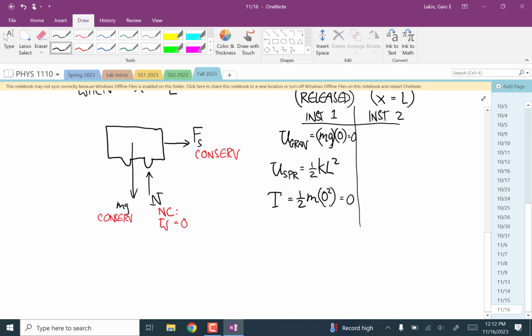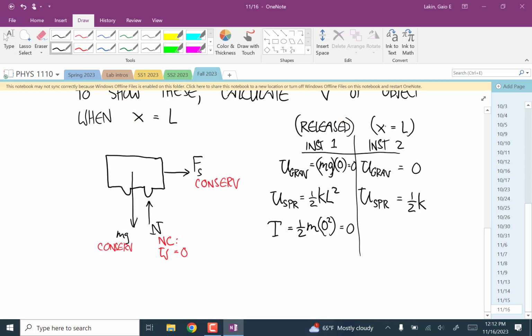So 0 kinetic energy. Now we're going to calculate the speed of the thing at instant 2, when we're at either one of those two extremes. Gravitational potential energy, we're multiplying by a height of 0, so that's going to be 0. The spring potential energy is 1/2 times K times, what's X in this case? L. And the kinetic energy, we're trying to calculate this speed, so it's 1/2 times mass times speed squared.